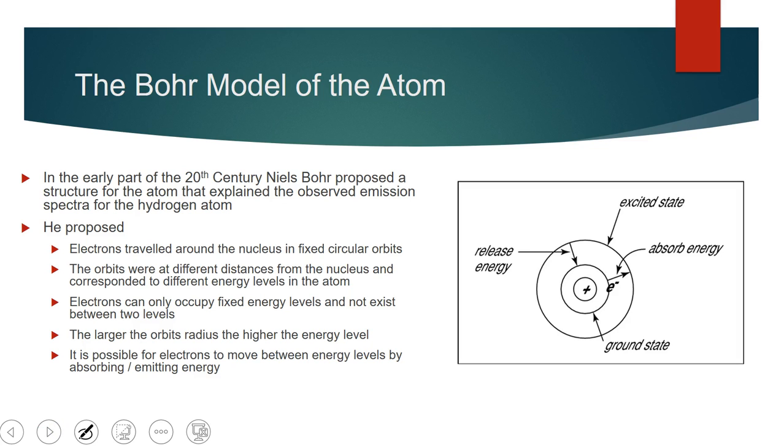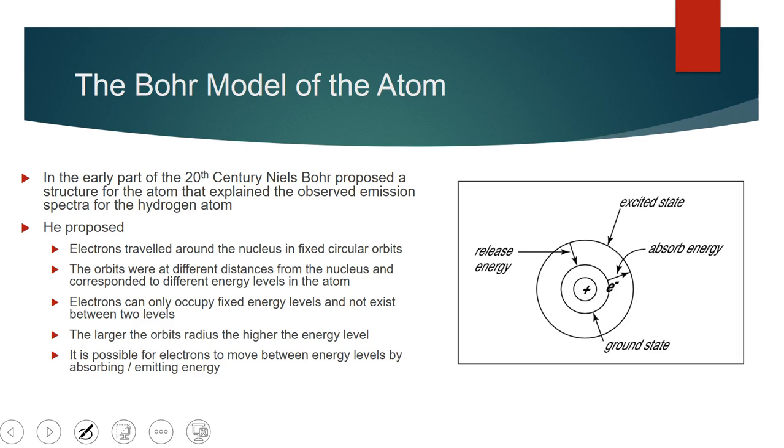The Bohr model of the atom, as proposed by Niels Bohr, was that electrons orbited around the nucleus in distinct energy levels. This is essentially the model that we have shown you in terms of electron configurations up until this point. Bohr's model proposed that electrons travel around the nucleus in fixed orbits, that the orbits were at different distances from the nucleus and corresponded to different energy levels.